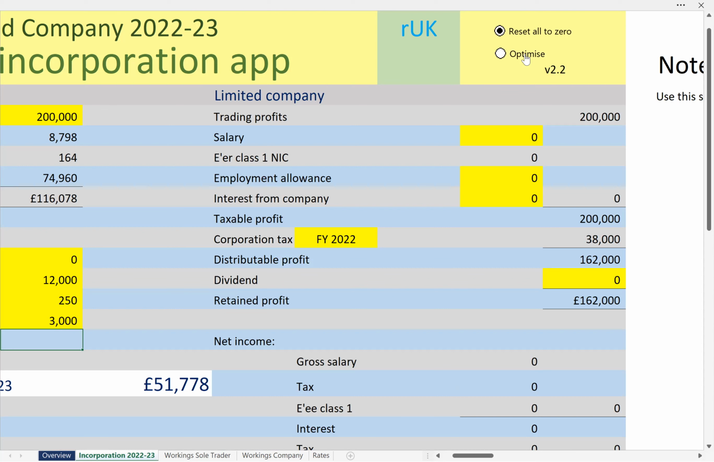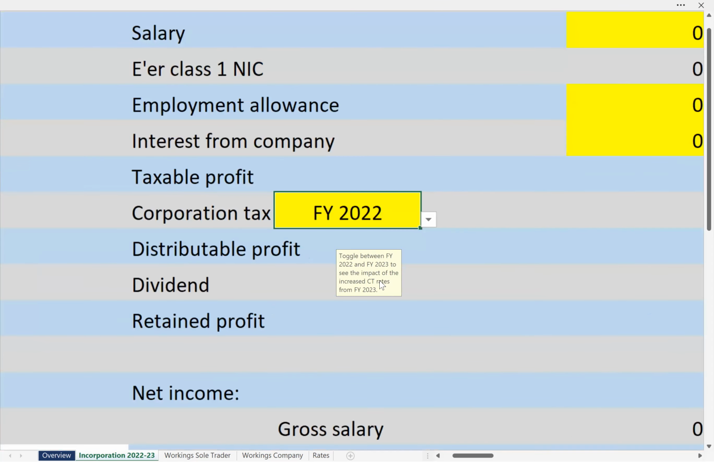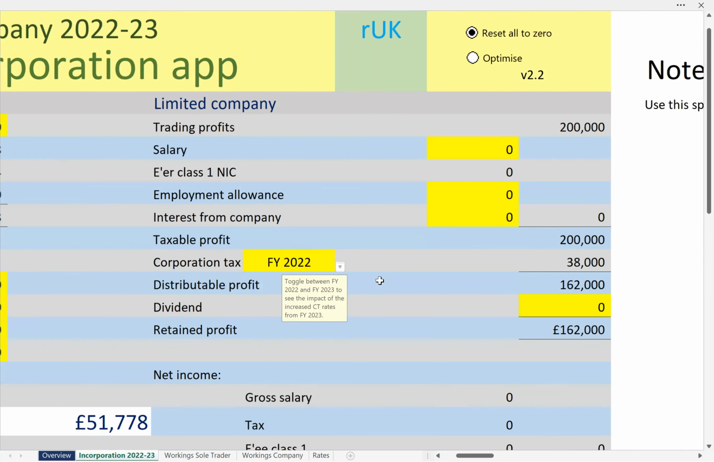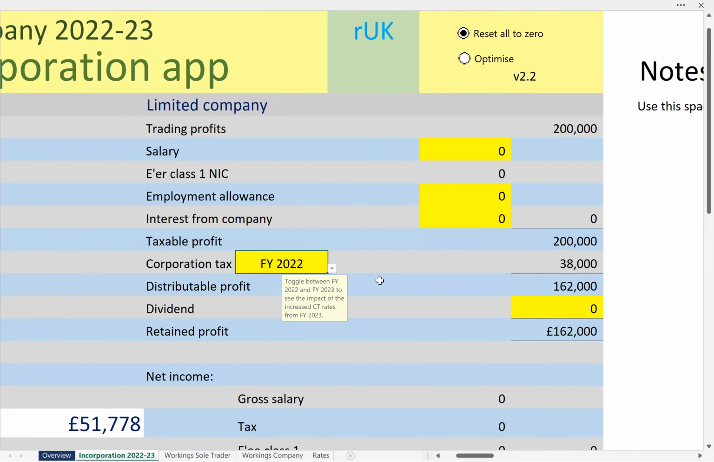Oh, just before I do that, let me just show you what I put in this year for the first time. Although this is for 22-23, I've put in a function whereby you can toggle between FY22 and FY23 to see the effect of the increase in corporation tax rates next year. So this time next year, we'll have a 25% rate on profits in excess of 250,000, a marginal rate on profits between 50 and 250,000, and the 19% rate only up to 50,000.